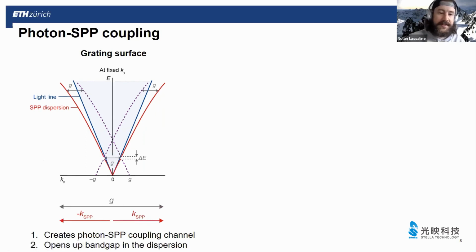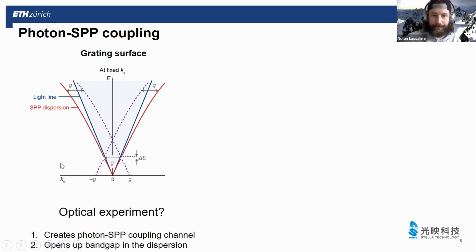The second thing that these gratings do is at this very specific condition where the grating momenta spans the counterpropagating plasmonic wave vectors, these two counterpropagating modes become coupled. And what actually happens is that they become strongly coupled together, and then this opens up a band gap in the dispersion. And these coupling channels and these band gaps, these are the features that we are going to use to monitor the effect that our surfaces are having.